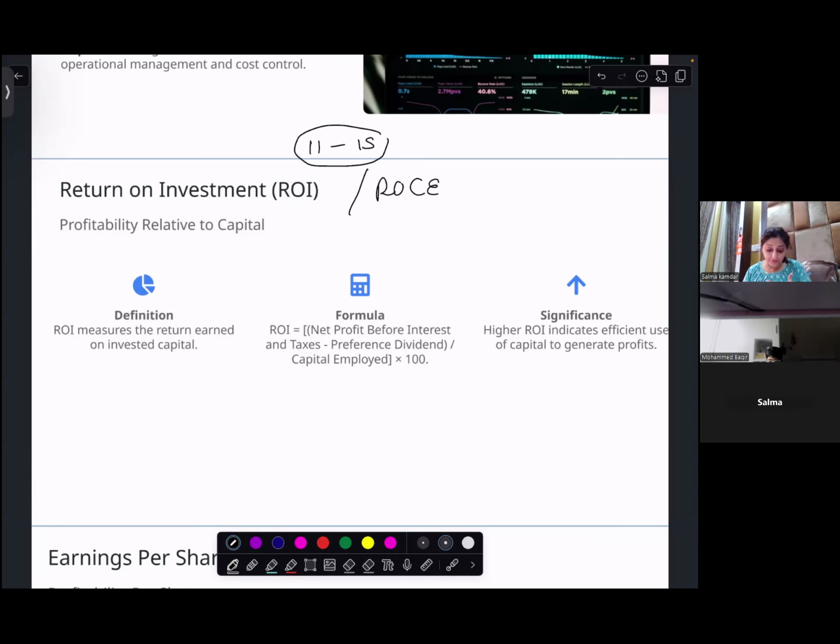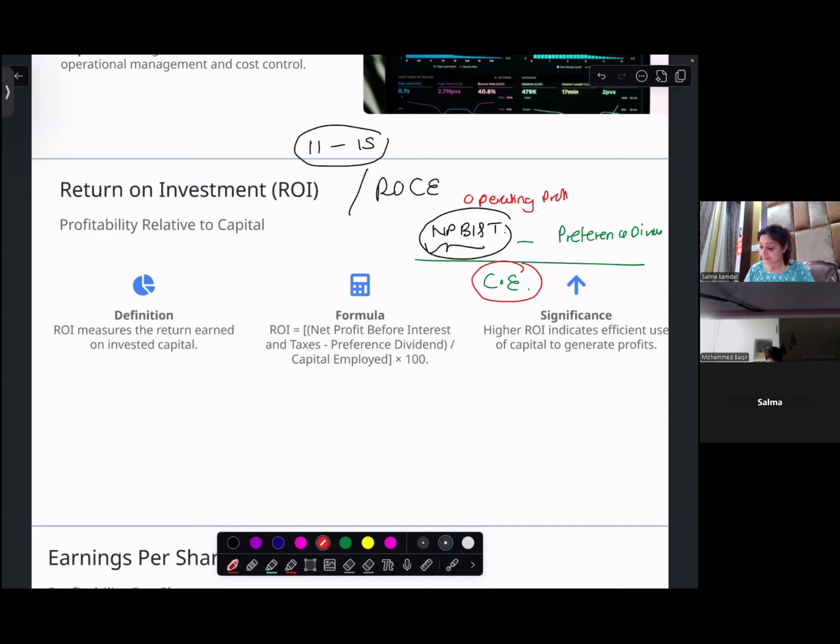So your return on investment would be your net profit before interest and tax. This is nothing but your operating profit. But from this, usually the learners forget to minus the preference dividend. So you will minus the preference dividend divided by capital employed. What is capital employed?